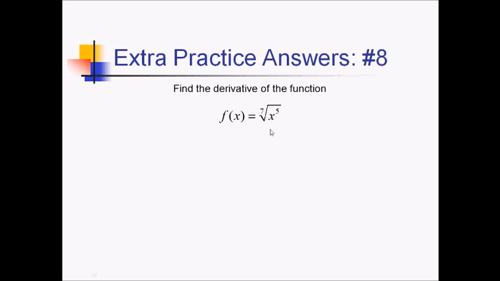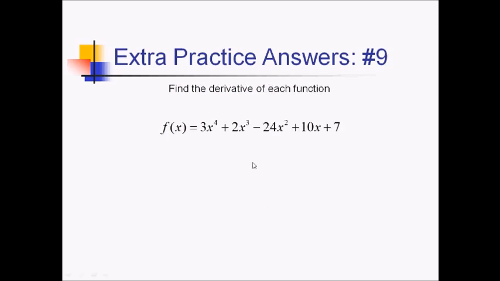To figure out this derivative, let me rewrite this as an exponent. So this is really x to the 5 over 7. Using my power rule, I've got 5/7, x to the 5/7 minus 1, which is minus 7/7, so that's negative 2/7.